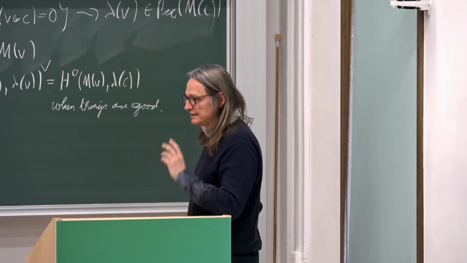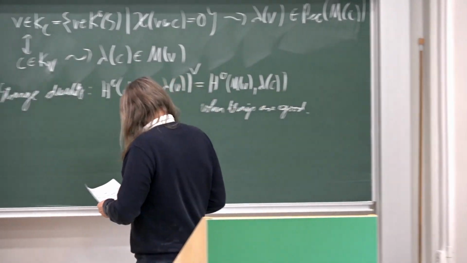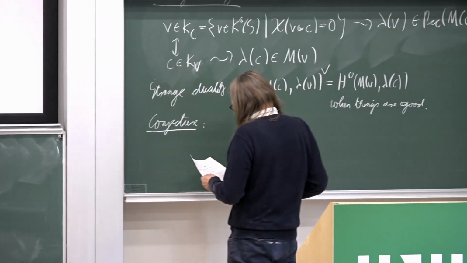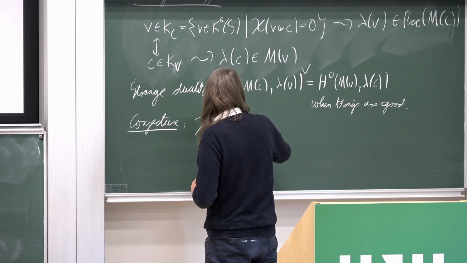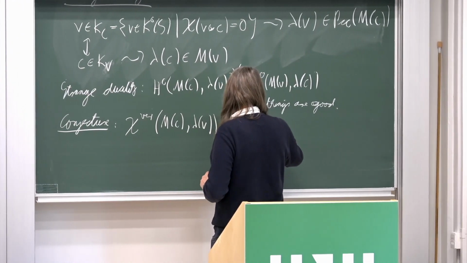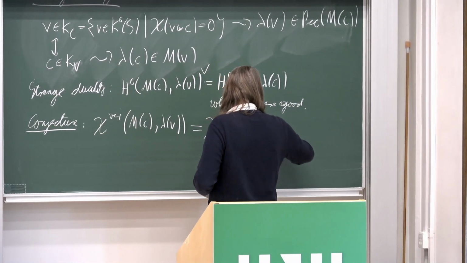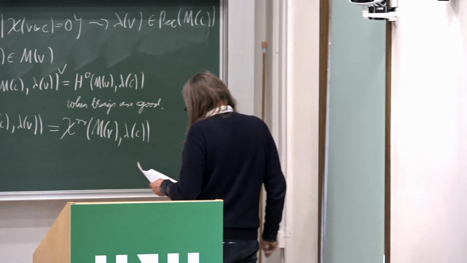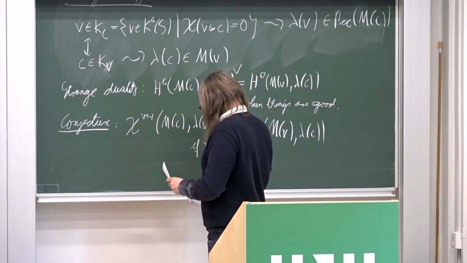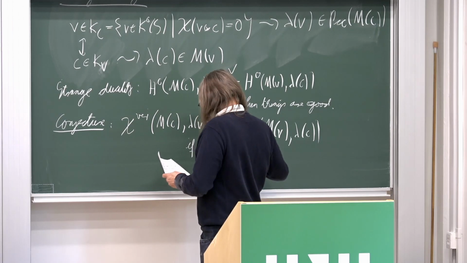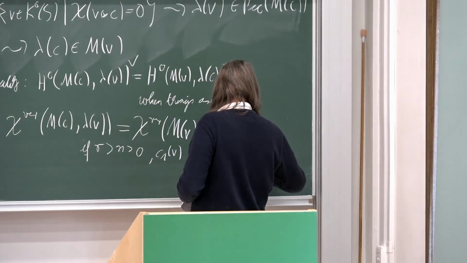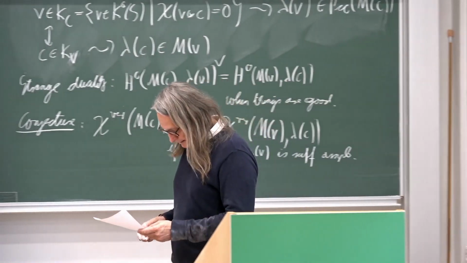My version of this conjecture says that if you work virtually, they are somehow always good. So the conjecture is that the virtual holomorphic Euler characteristic of M_C, lambda_V will be equal to the virtual holomorphic Euler characteristic of M_V, lambda_C, if r is bigger than n is bigger than 0 and c_1 of V is sufficiently ample. And one can make this reasonably precise.